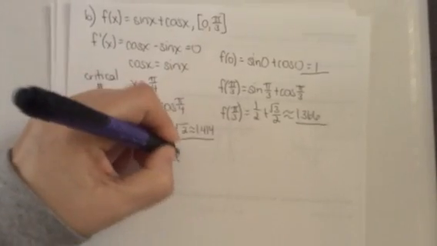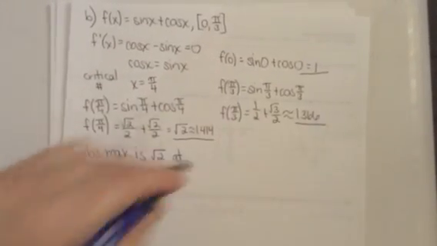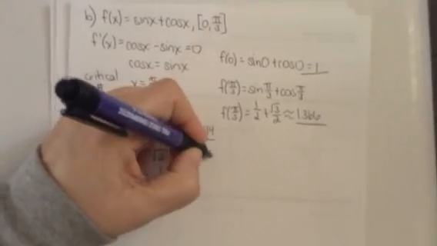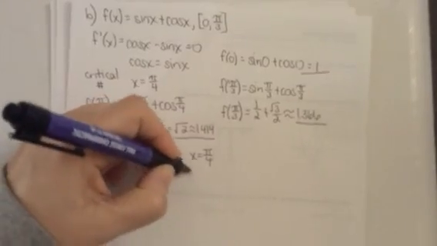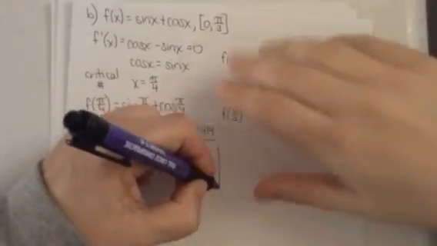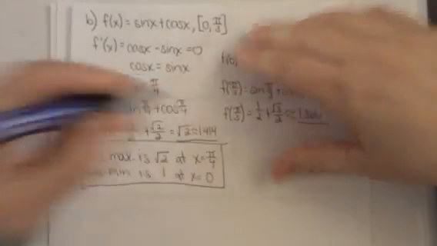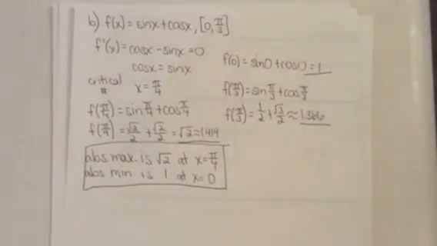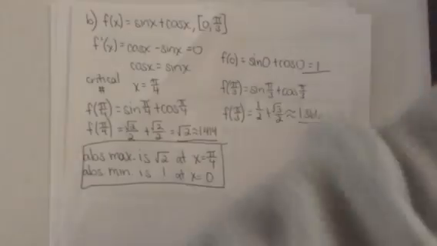And again, covering my bases, I'm going to say, where did that happen? The max happened at x equals pi over 4. And where did the min happen? That happened at x equals 0. And I'm done. I could draw a graph for that one, but I'm going to keep the video short. All right, fun stuff.